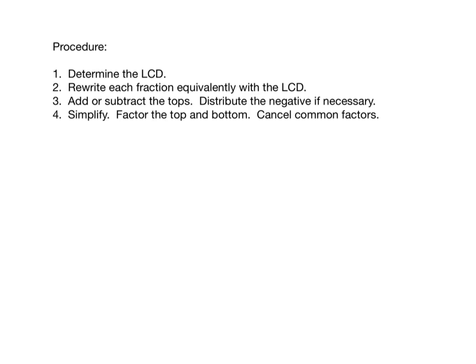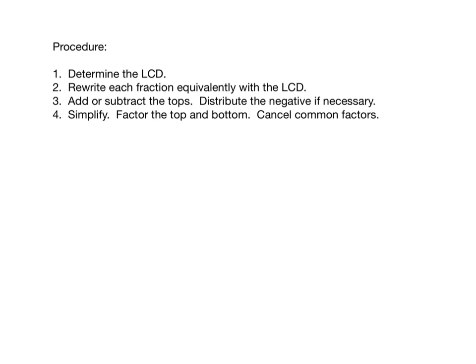We need to make sure that every denominator that we have is covered by the LCD. Our second step, we want to rewrite each fraction equivalently with the LCD. This is where we multiply top and bottom by the same thing so that we can go ahead and get a denominator equal to the LCD. We're going to add or subtract the tops. When working with rational expressions, when you are subtracting, remember that you want to distribute the negative. Since we're not going to be working with numbers, remember that our numerators might have more than one term, and so we might need to distribute. Finally, we want to simplify. We're going to factor the top and bottom, and we want to cancel common factors, just like we did when we talked about multiplying and dividing.